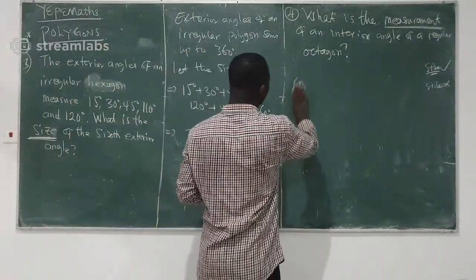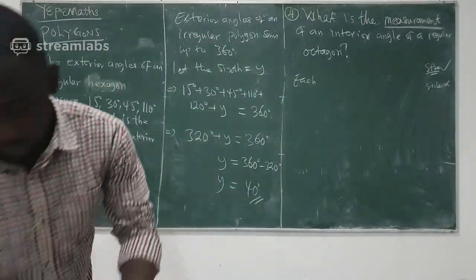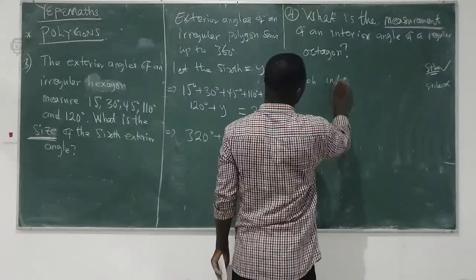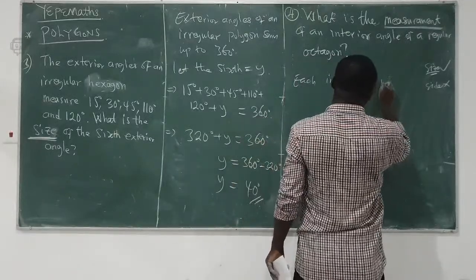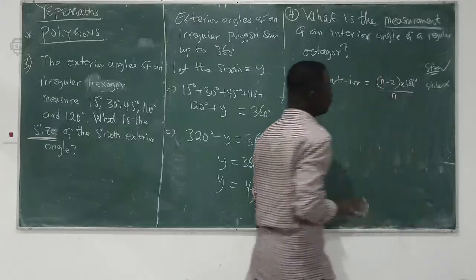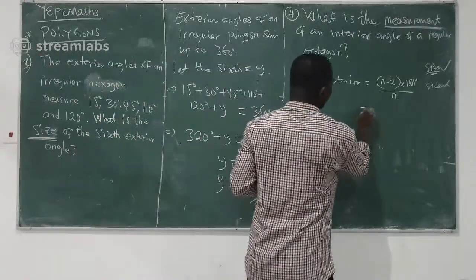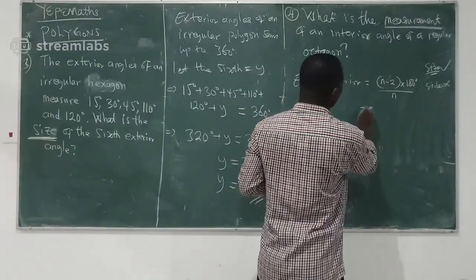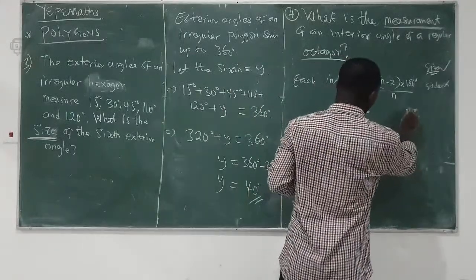So when you write, each interior angle is equal to n minus 2 times 180 degrees divided by n. This is what they are asking you to find. Each interior angle is going to be a size. Once we know that an octagon is an 8-sided regular polygon, it means that here our n is equal to 8.